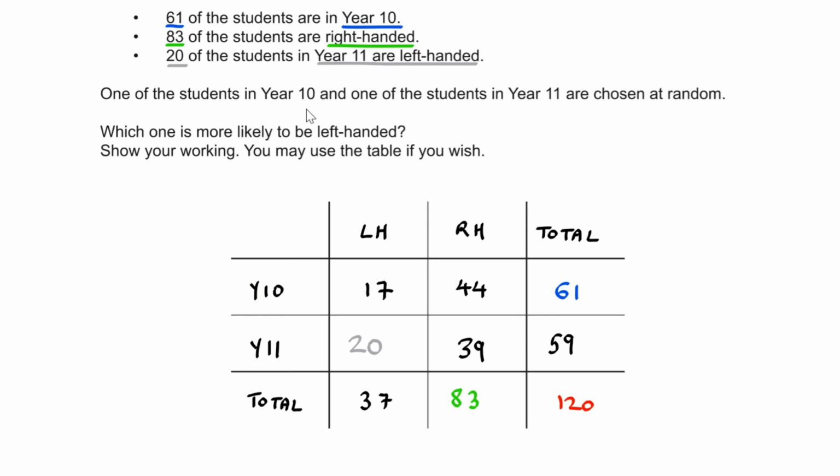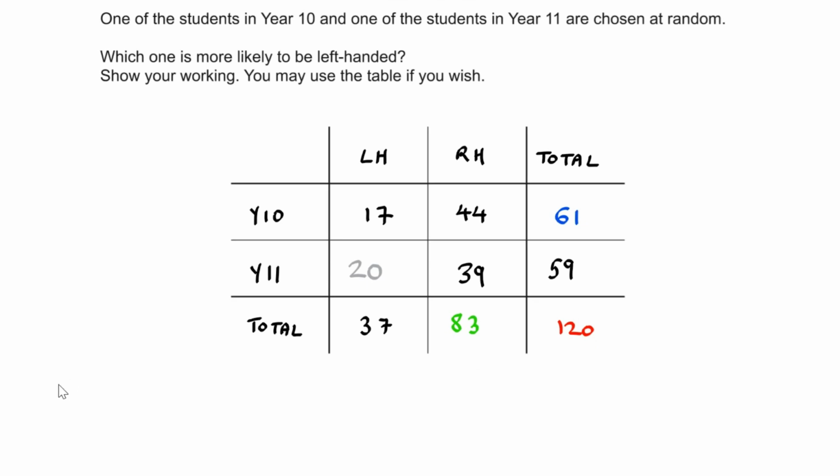Now we're looking for the probability that we have a left-handed student given that we have year 10, or the probability that we have a left-handed student in year 11. Comparing the probabilities will determine which year group is more likely to be left-handed. So, the probability that we are left-handed, given we are in year 10, we've got 17 over 61.